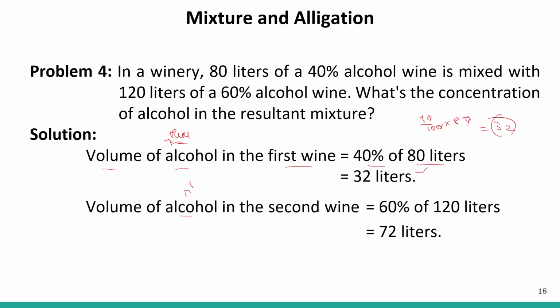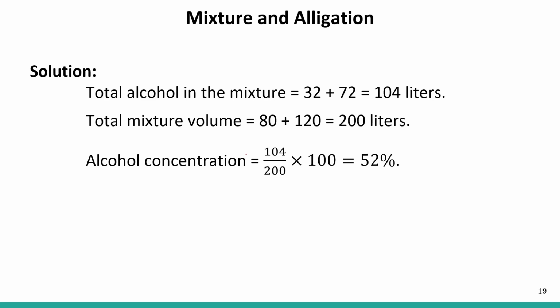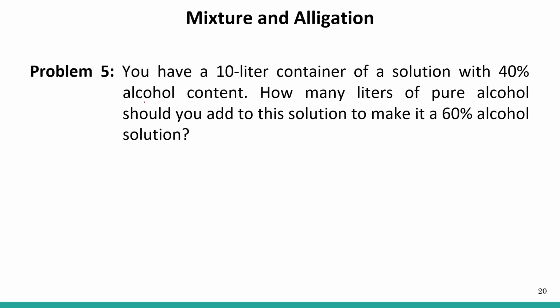Okay. Volume of pure alcohol again in the second one will be 60% of 120 liters is equal to 72 liters. So total alcohol in the mixture is equal to 32 plus 72 is equal to 104 liter, and total mixture volume is equal to 200 liter. So alcohol concentration is equal to 104 by 200 into 100. It is 52%. Okay. Let's go forward with problem number 5.